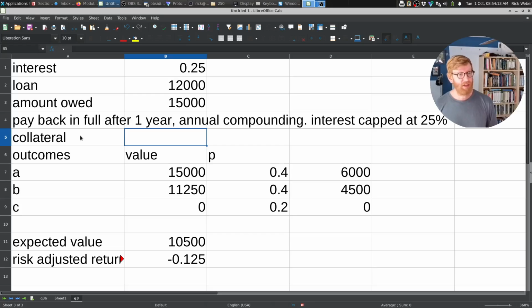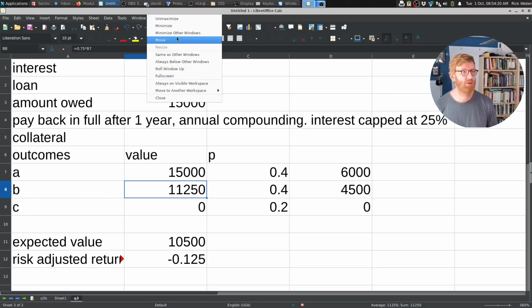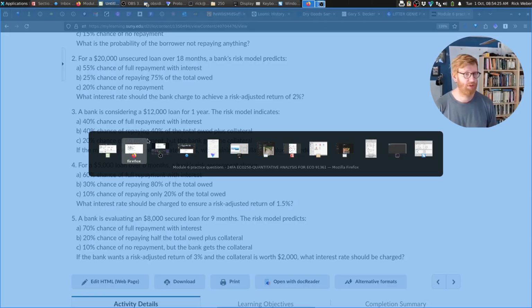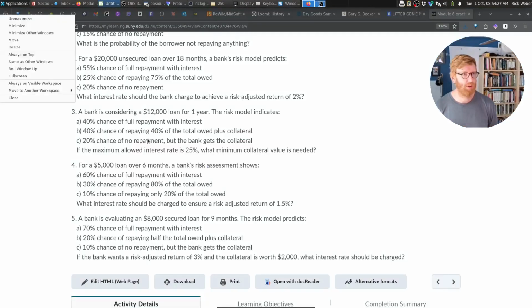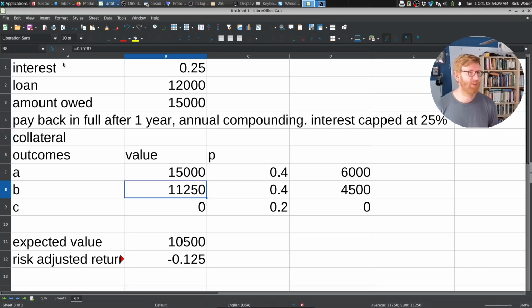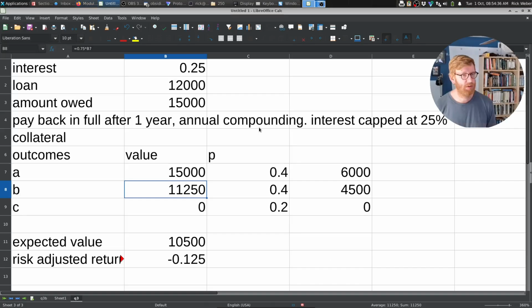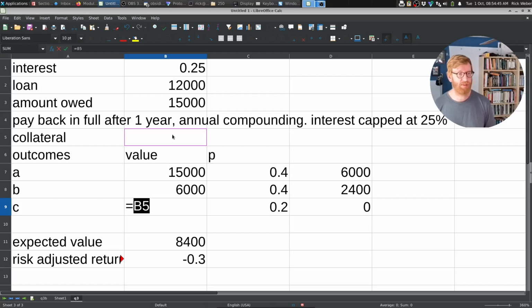So let's say we've got collateral, and actually we've got to adjust this. This was 40%. Whoops. Oh, crap. Same as other ones. There we go. All right. 40% total plus collateral. So this is going to be 40% of the total plus the value of our collateral. And this is just going to be the value of our collateral.